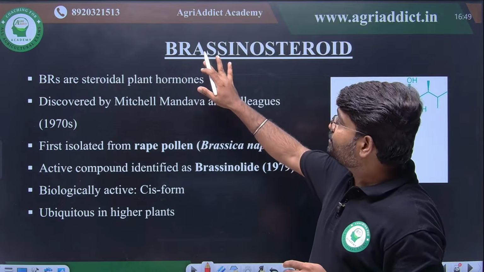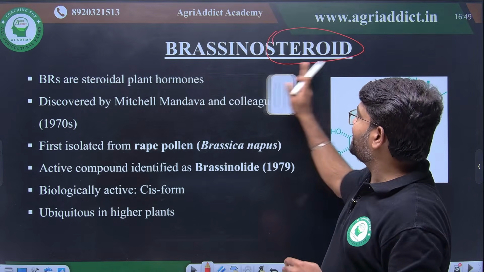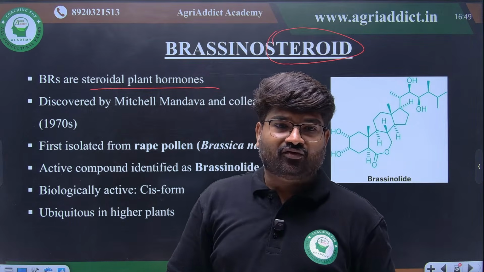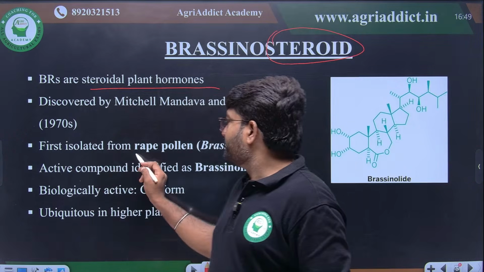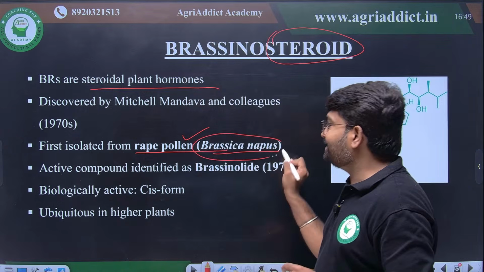So, brassinosteroid, the name itself says it's a steroid hormone. Brassinosteroid is a plant steroid hormone. It was first isolated from the pollen of Brassica napus. They asked a question on this one time.